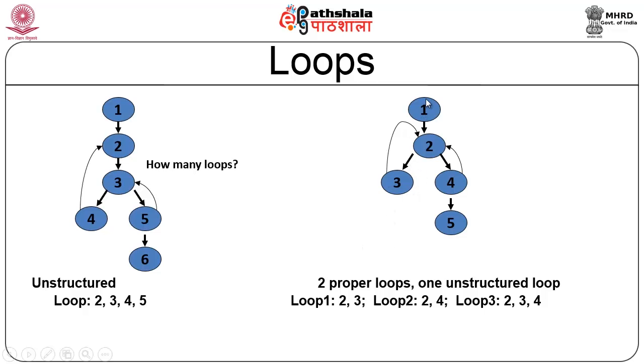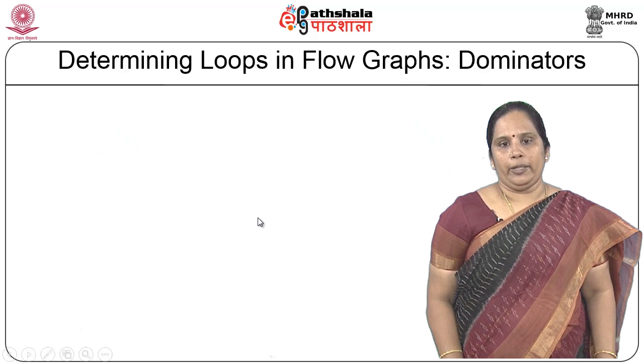So here there are two proper loops and one unstructured loop. Loop 1 is 1, 2, 3 and then going back, which is one loop, and then loop 2 to 4 is one more loop, then loop 2, 3 and back here, and then coming back to 4 it will be another path. So you have to ensure that your loops are going to be structured as much as possible with a single entry and a single exit point.